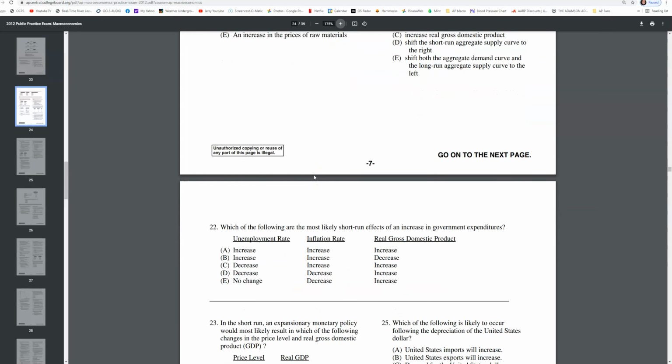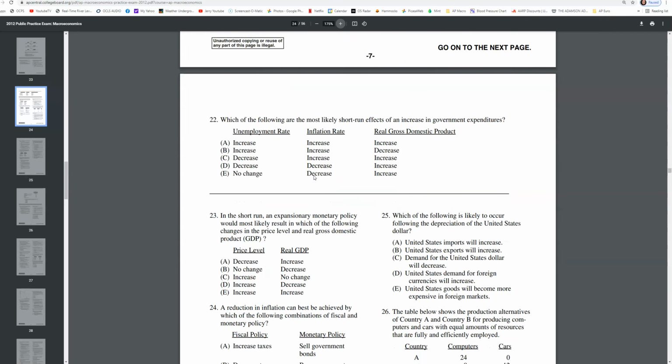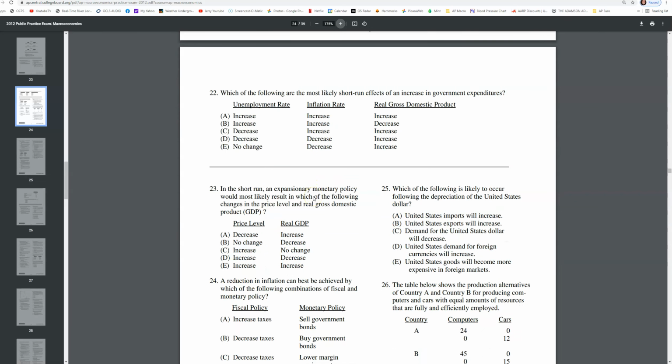22, which of the following are most likely short-run effects of an increase in government expenditures? So same thing. The government starts increasing government spending. What is going to happen to the unemployment rate? Well, if the government starts spending more money, the businesses are going to have to hire a lot of employees to make all the stuff the government's buying. So the unemployment rate is going to go down. And what's going to happen with inflation is as the government's spending more money, prices are going to go up. So inflation is going to increase.